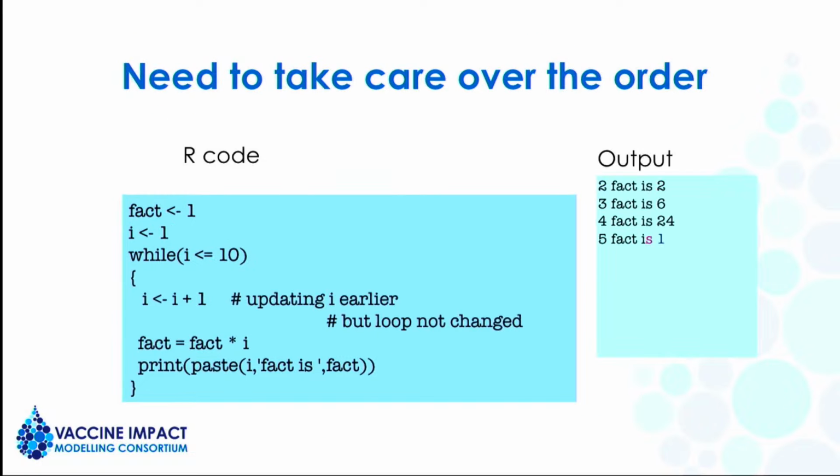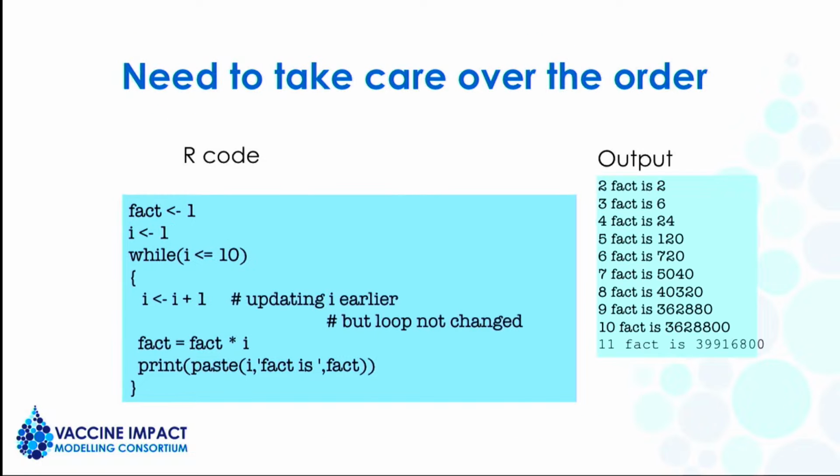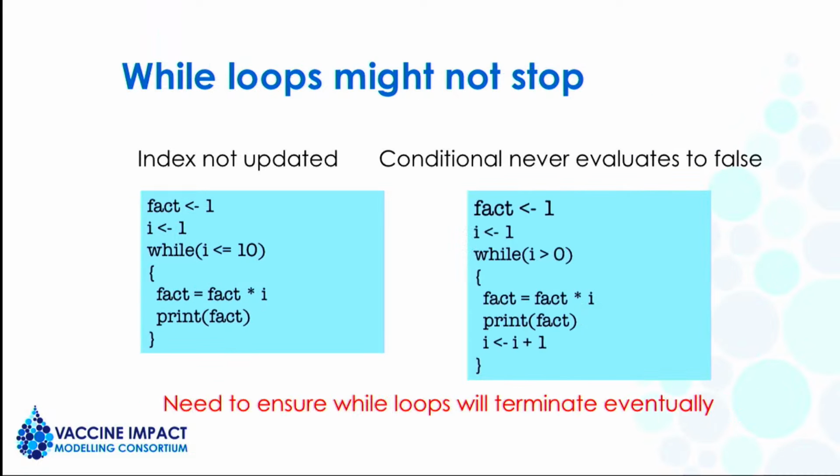Yeah, so this is the example where we go back to the original condition and we get an output here for 11, which we didn't want, but it happens because of the order in which we update the loop variable. So we print one too many in this case. And while loops will not necessarily stop.